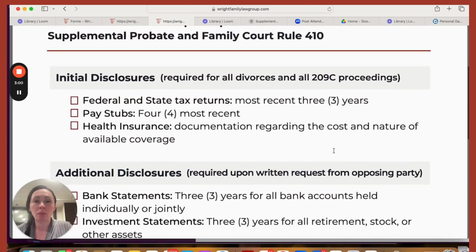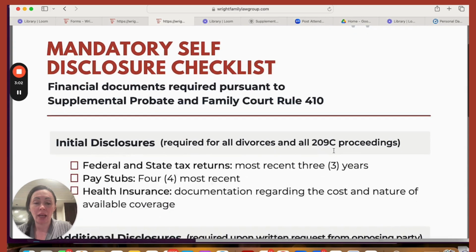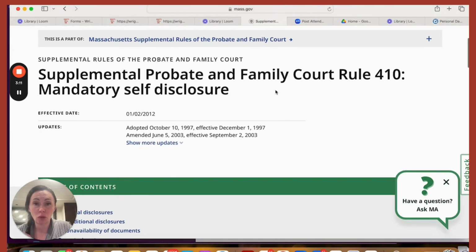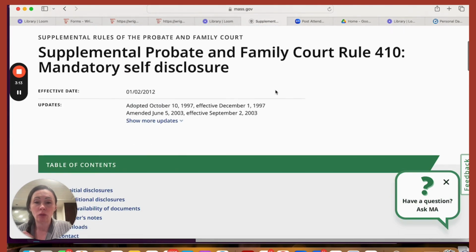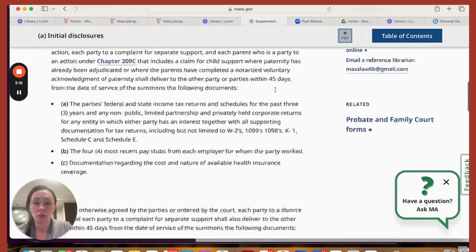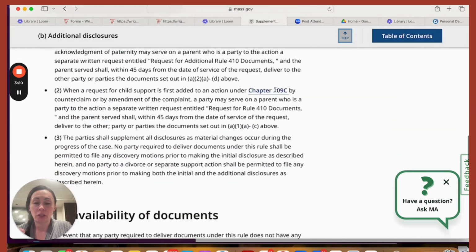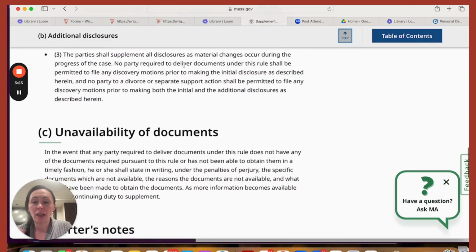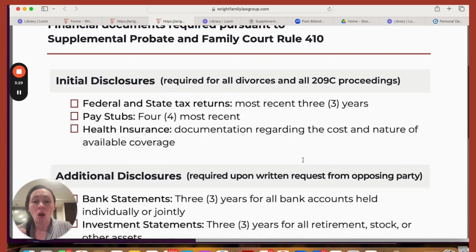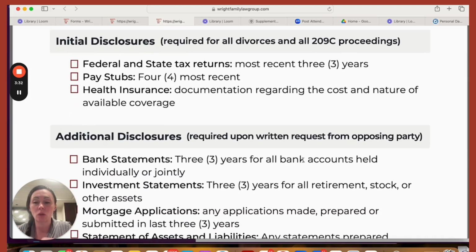Now, I will tell you that Rule 410 is pretty comprehensive. If you want to read the rule, you can do that. If you are very studious and you want to learn about the law, that Rule 410 information is on the Massachusetts Trial Court website. It's all right here, and you can read through it at your leisure. But to summarize it in a nutshell, if you're in a divorce, all of this has to be disclosed right off the bat.